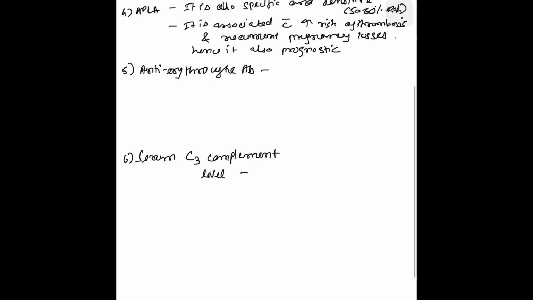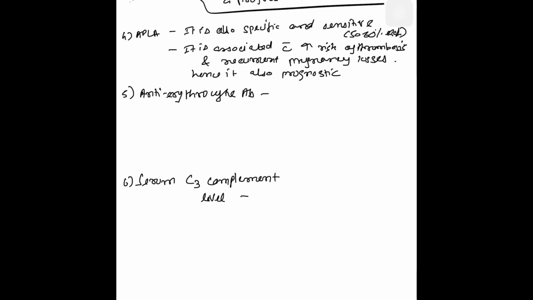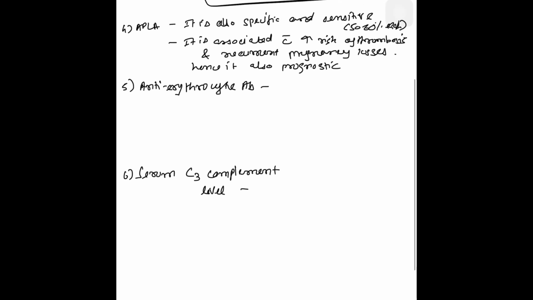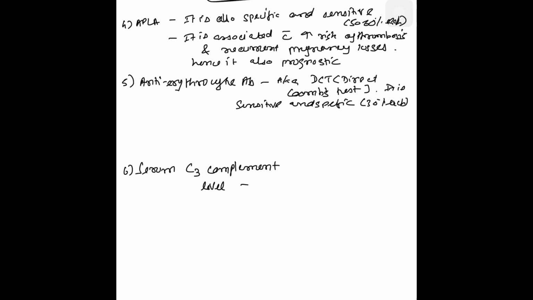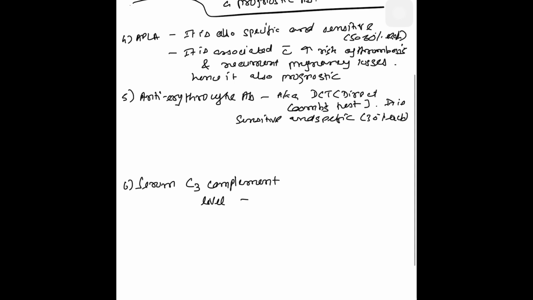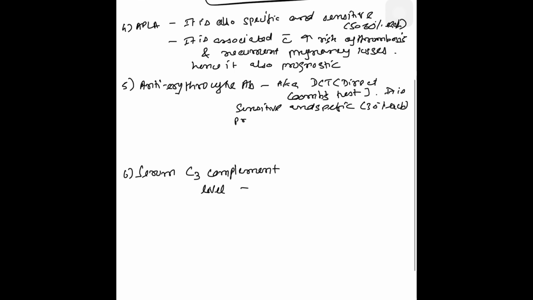Okay. Next is anti-erythrocyte antibody. It is also known as DCT, that is direct Coombs test. It is sensitive and specific, 30% each. It is now not included in the new guidelines of diagnostic antibody, hence it has become a prognostic antibody.